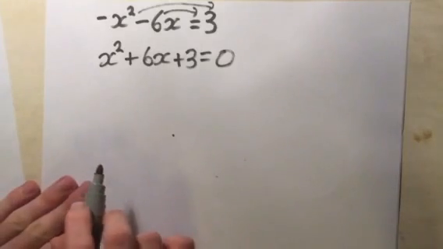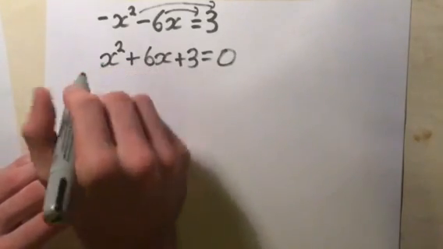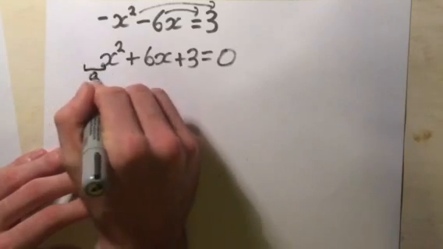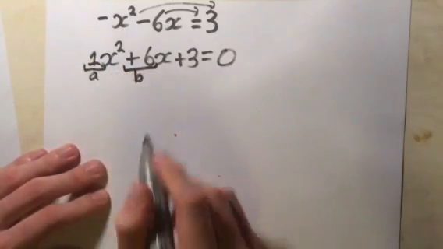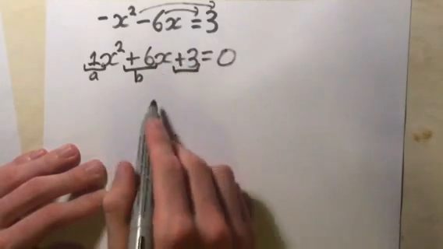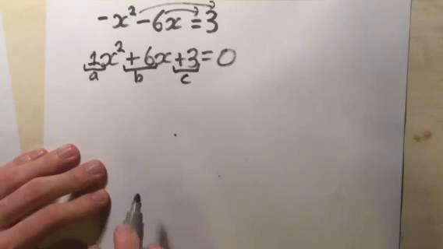Now the next step we do is we find out what our a, b, and c are so we can use the quadratic formula. Well, we know that our a here is this invisible 1. We know that our b is plus 6, and we know that our c, which is always the number on the end without an x next to it, is plus 3.